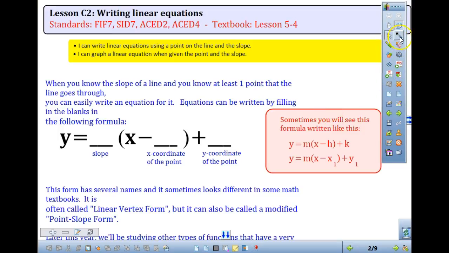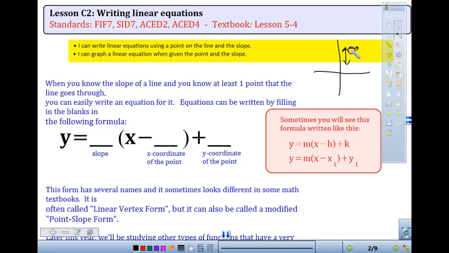And if you want to look back, there are many ways that they explain why that is, but it is the vertical change, going up and down, always to the horizontal change. It's not an ordered pair, it's a ratio. Slope is simply a ratio.